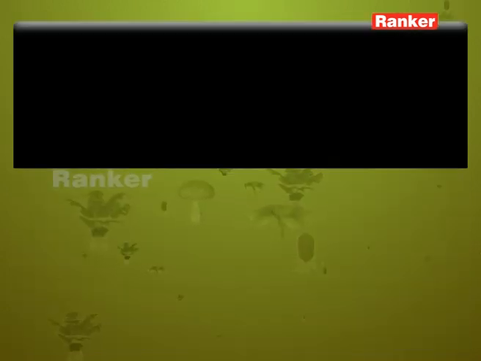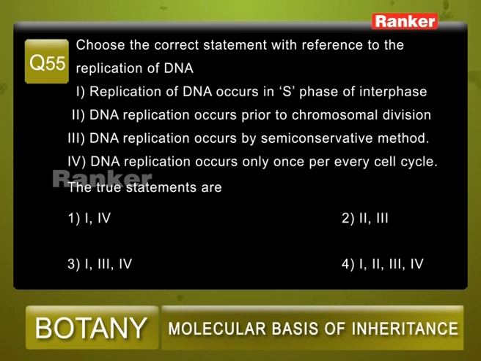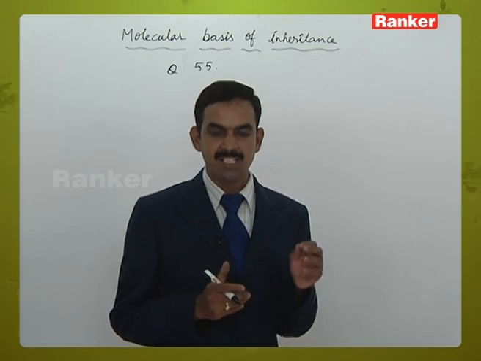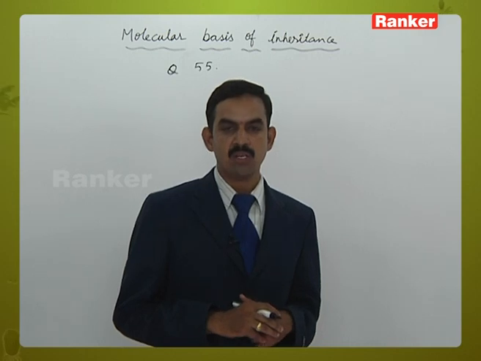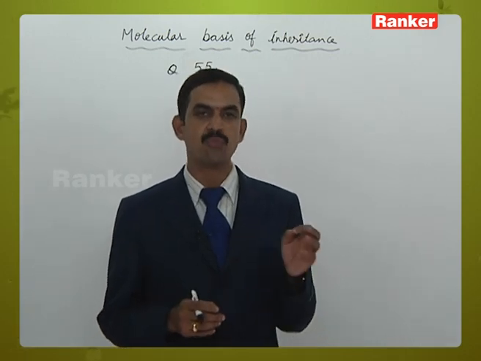Question number 55: choose the correct statement with reference to the replication of DNA. 1. Replication of DNA occurs in S phase of interphase. 2. DNA replication occurs prior to chromosomal division. 3. DNA replication occurs by semi-conservative method. 4. DNA replication occurs only once per every cell cycle. The true statements are: first option, 1 and 4; second, 2 and 3; third, 1, 3 and 4; fourth, 1, 2, 3 and 4.